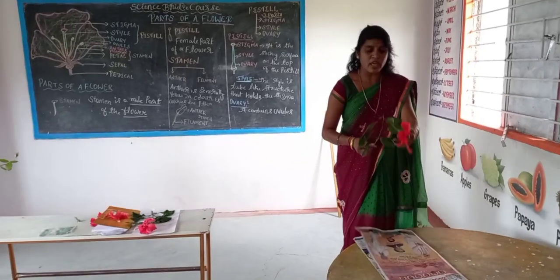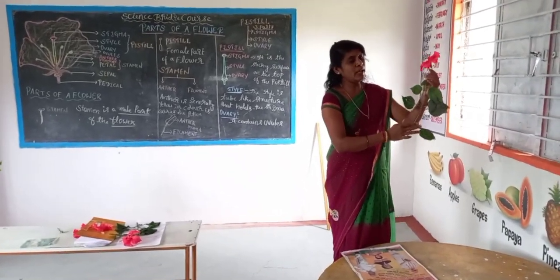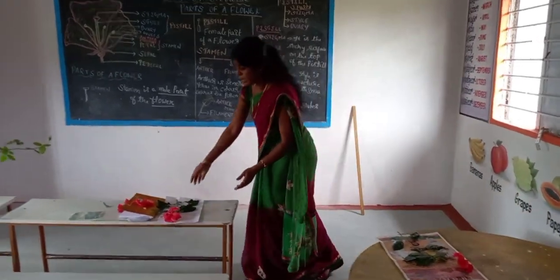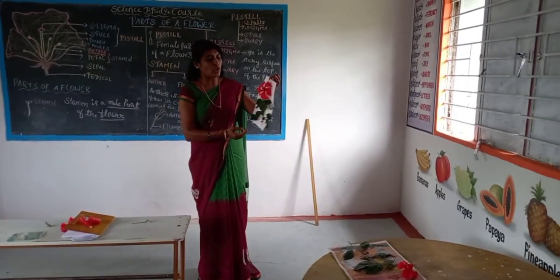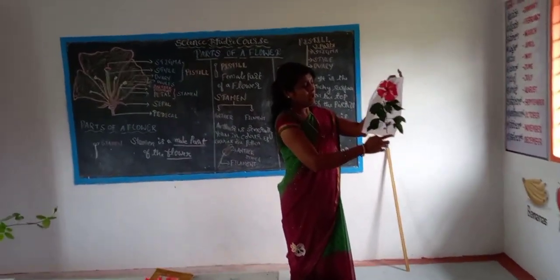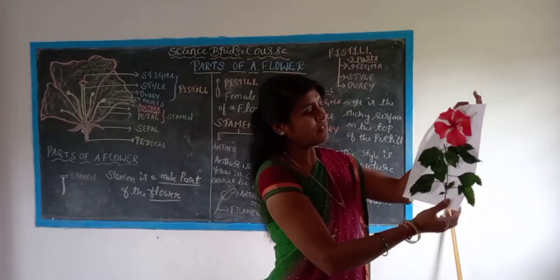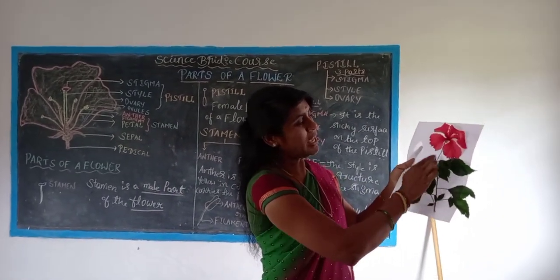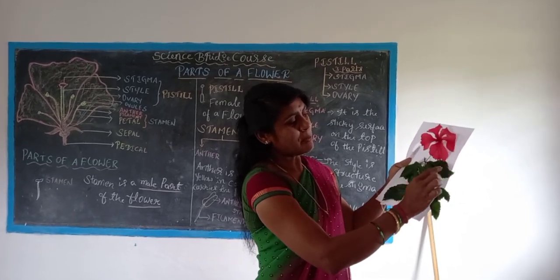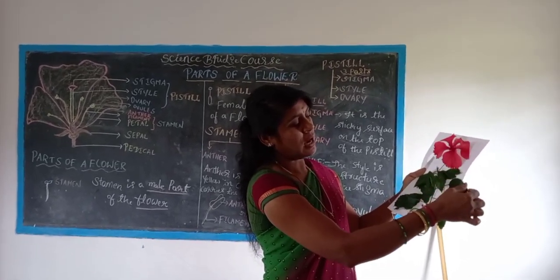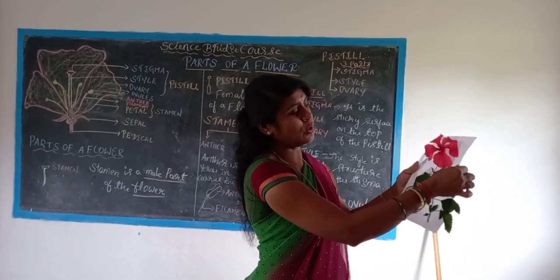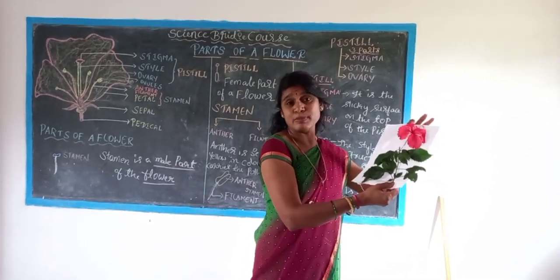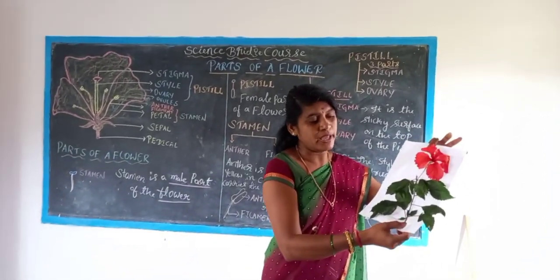After that, you have a twig with a flower. Take a separate A4 size sheet or a drawing sheet and draw an outline. After that, using sellotape, paste it like this, make a separate part like this, and mention the parts. Okay, this is the home assessment. This is called a herbarium sheet.